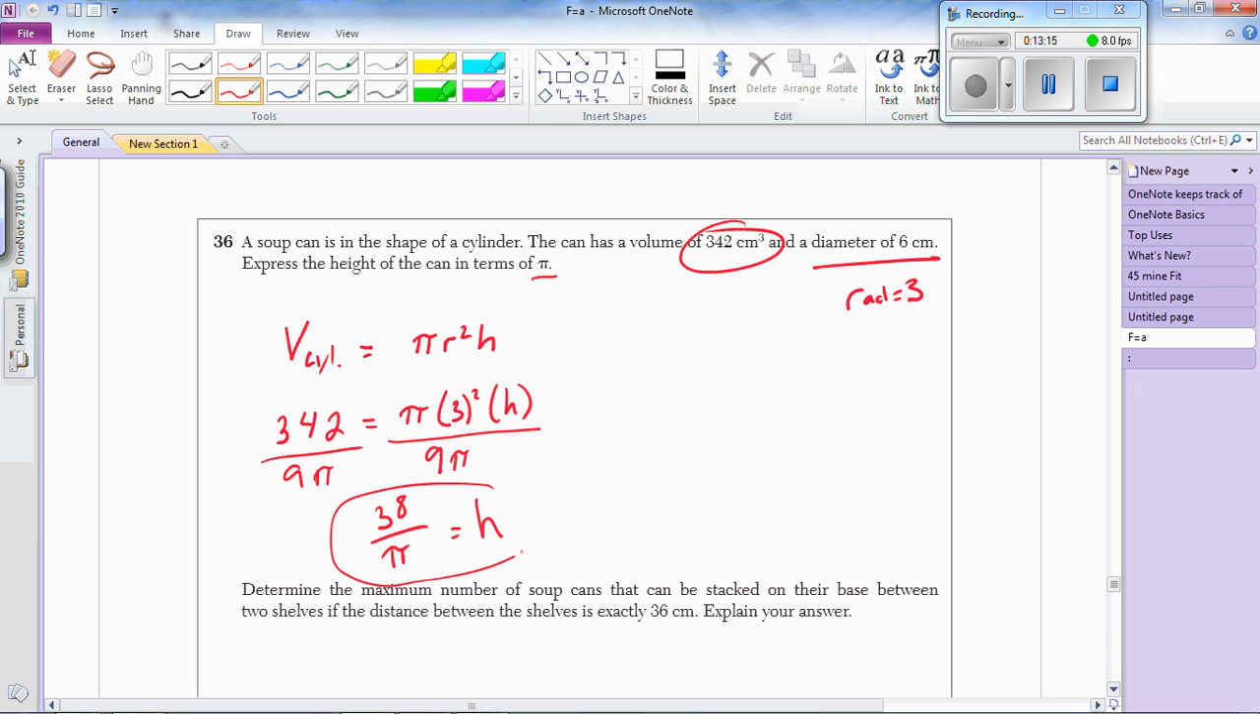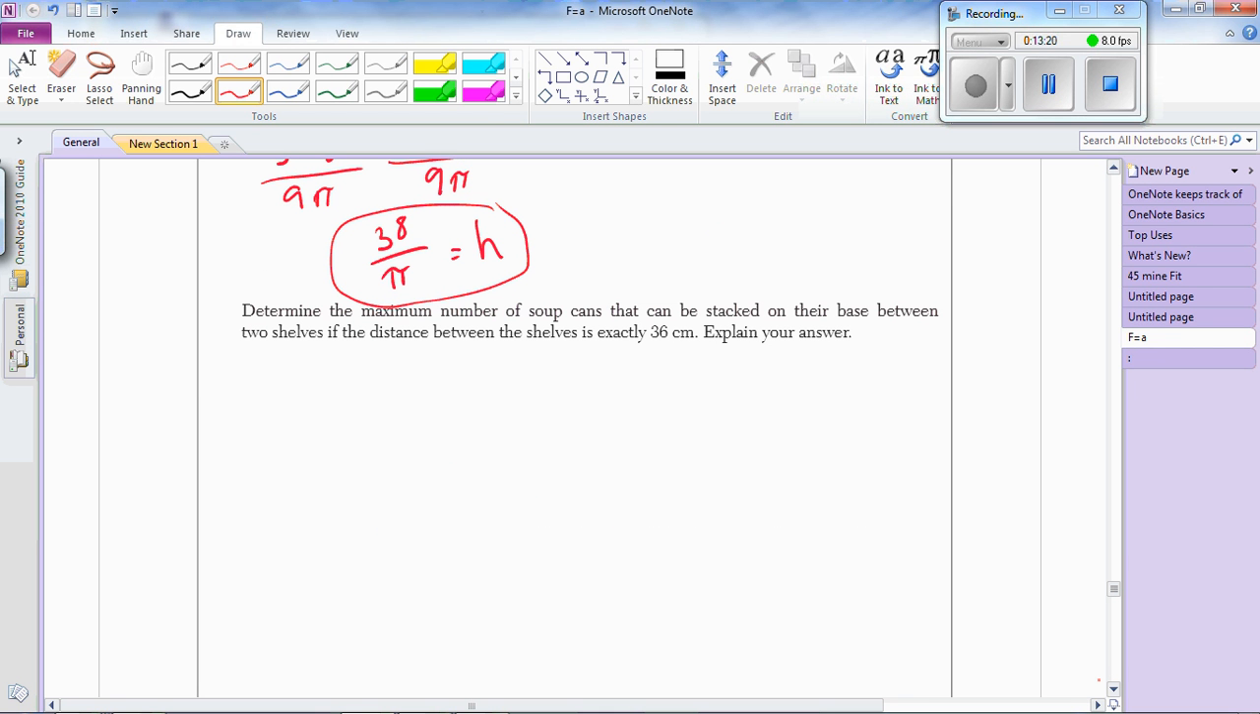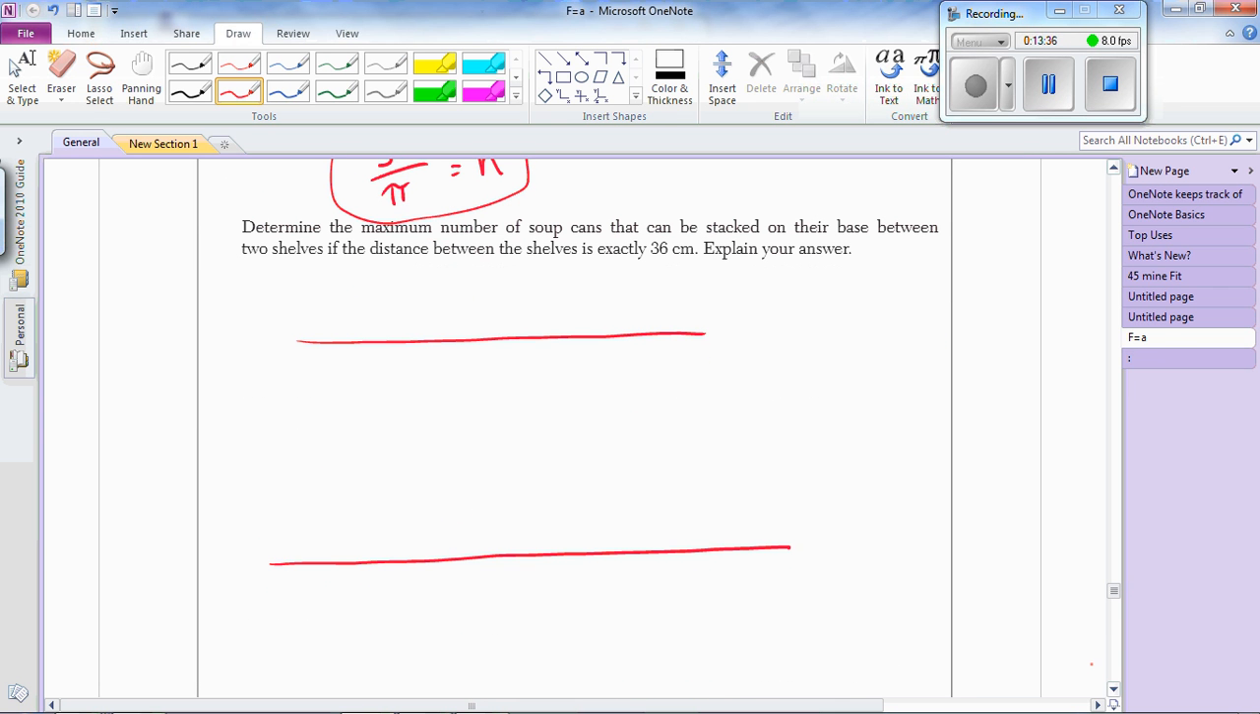That's height in terms of pi. Now the question says, determine the maximum number of soup cans that can be stacked on their bases between 2 shells, that is 36 centimeters. I'm assuming that was in centimeters. Alright, so this is 36.